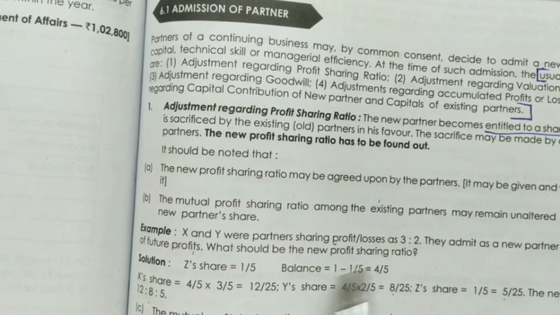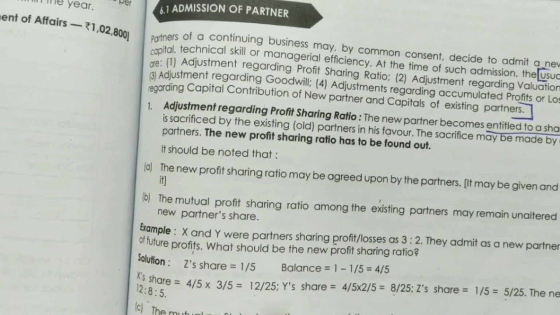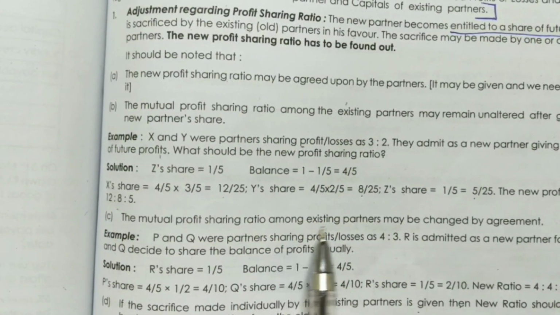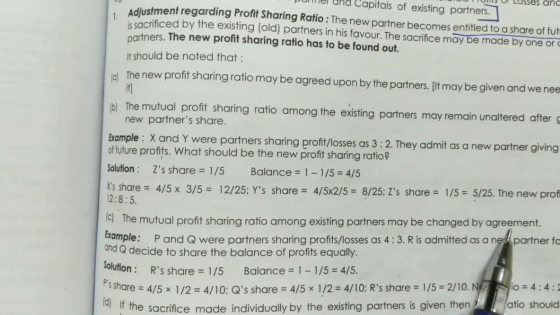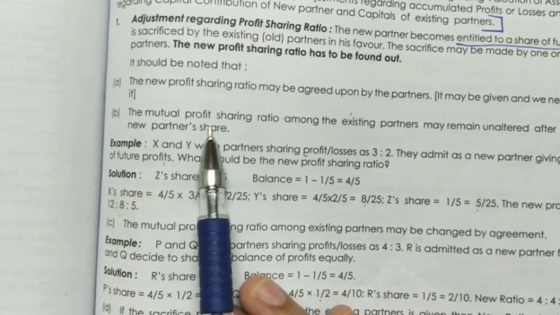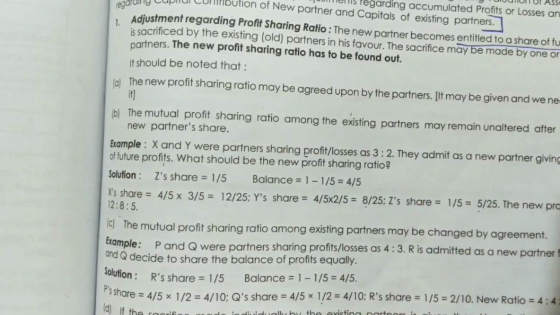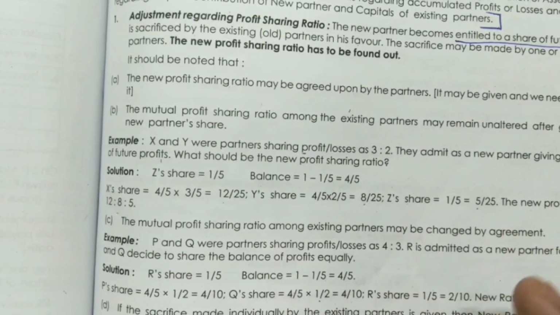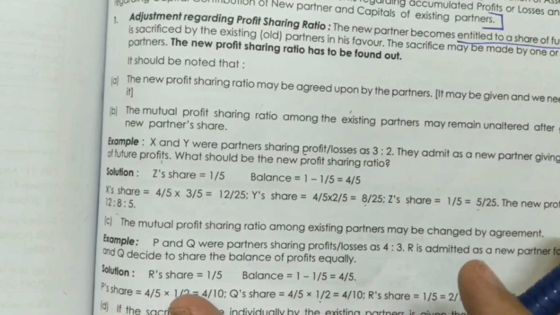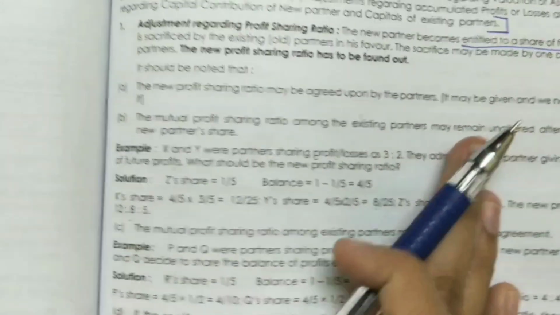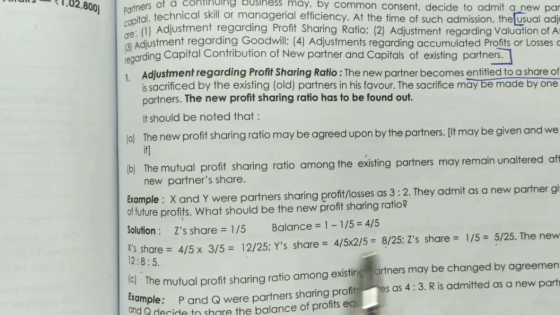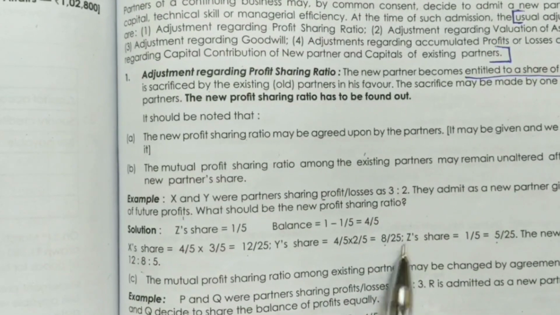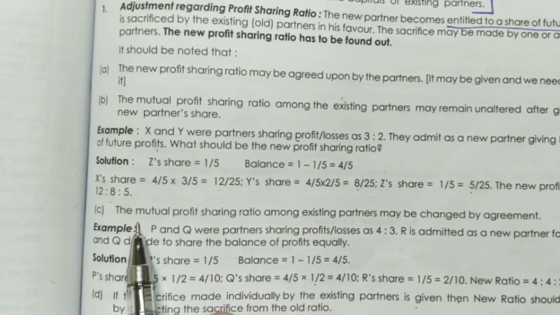In the third point, it says that they can change the mutual profit sharing ratio of the existing partners if there is an agreement. If the agreement says that the mutual profit sharing among the existing partners changes, they are going to change it from this to this. If the question stresses it, then we have to do it as it says, fine. There is also an example question given for this point as well. So let's see what the example question says.